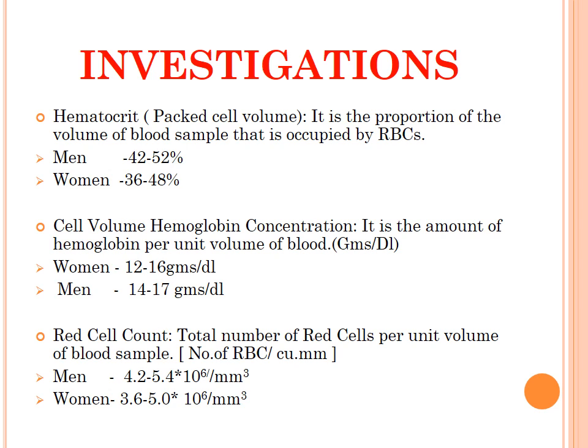Now what are the three investigations here? First is hematocrit, which is also called packed cell volume. Second is hemoglobin concentration. Third is red cell count. You can note the parameters.